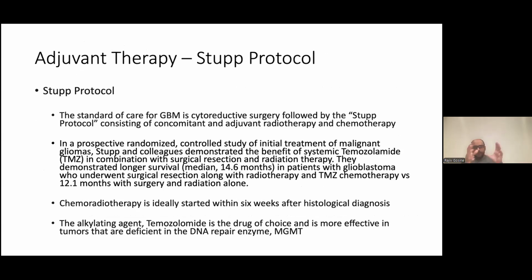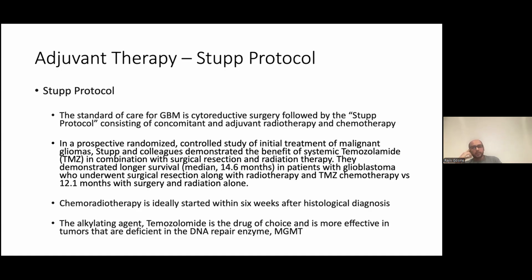Now, after surgery, we get to the adjuvant therapy, and the standard of care for adjuvant therapy is basically described in these two protocols. So the standard of care is cytoreductive surgery followed by the so-called Stupp protocol, consisting of concomitant and adjuvant radiotherapy and chemotherapy.